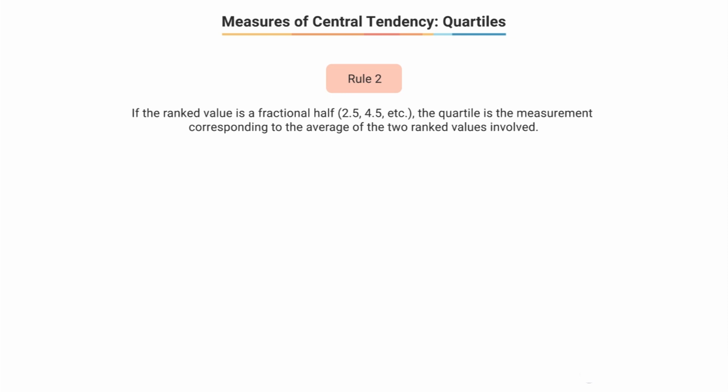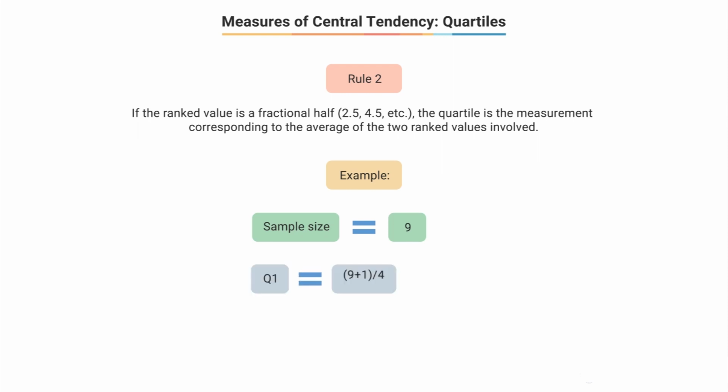Rule number 2. If the rank value is a fractional half, like 2.5 or 4.5, the quartile is equal to the average of the measurements of the 2 rank values involved. For example, if the sample size is n equal to 9, the first quartile Q1 is at (9 plus 1) upon 4, that is the 2.5 rank value, halfway between the second rank and third rank value.